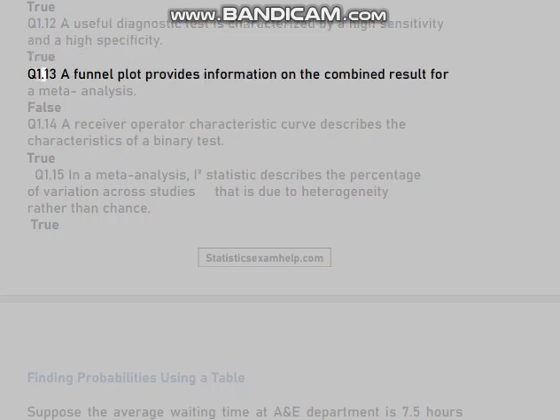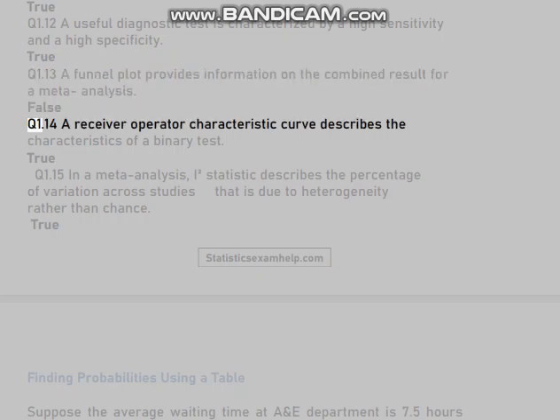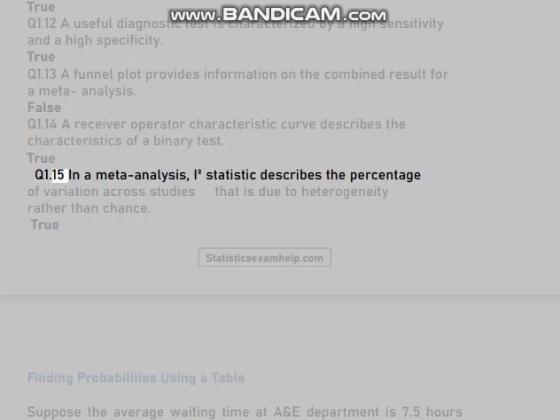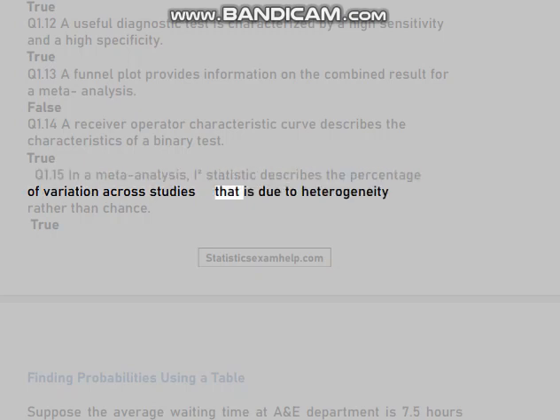True. Q1.13 A funnel plot provides information on the combined result for a meta-analysis. False. Q1.14 A receiver operator characteristic curve describes the characteristics of a binary test. True. Q1.15 In a meta-analysis, the I squared statistic describes the percentage of variation across studies that is due to heterogeneity rather than chance. True.